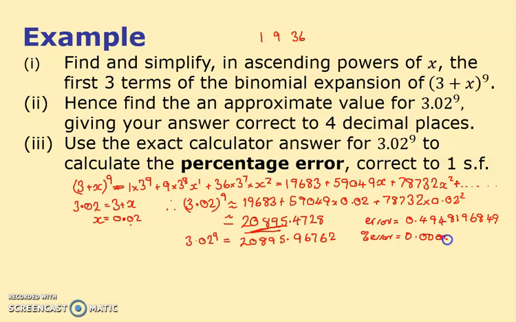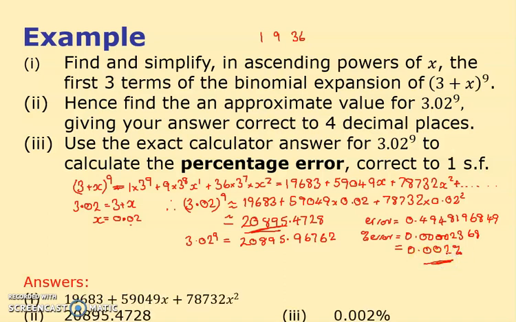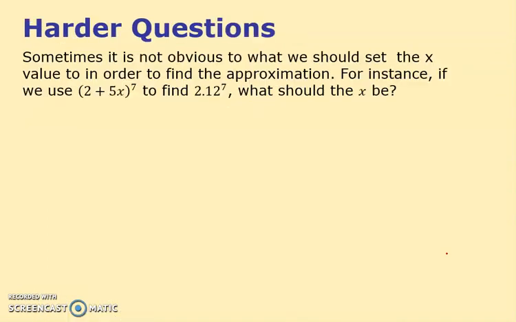I get 2368. And of course, you times it by 100 really to get the percentage. So if I times it by 100, I get 0.00. It says to one significant figure, 2%. That's really small. And that's what the answer actually is. That's handy. Harder questions.